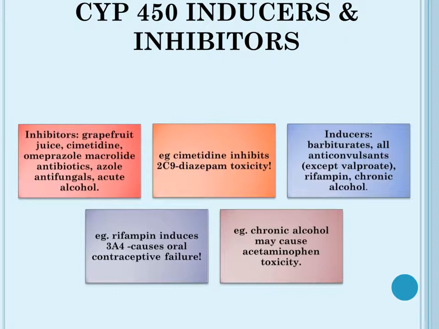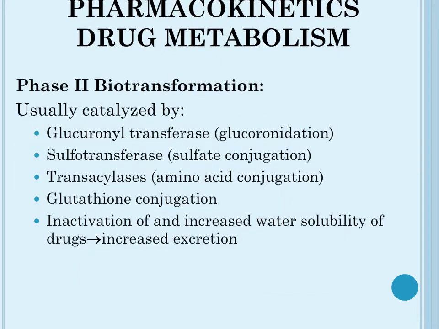Rifampin, for example, by inducing 3A4, will cause increased metabolism of oral contraceptives, subsequently causing oral contraceptive failure. Chronic alcoholics should never be given acetaminophen. It will increase the metabolism of acetaminophen, and while the toxic metabolite is only 5% of the total metabolites, it will accumulate and these patients can go into fulminant hepatic failure.